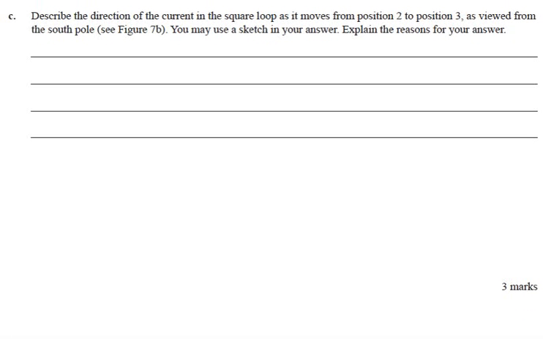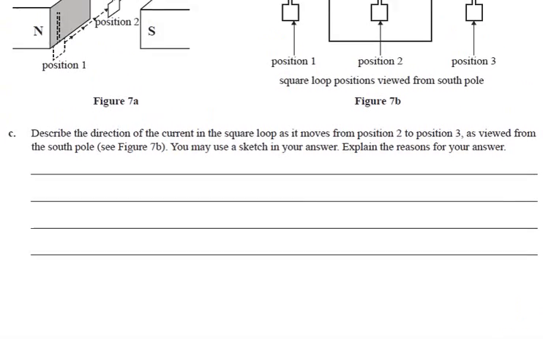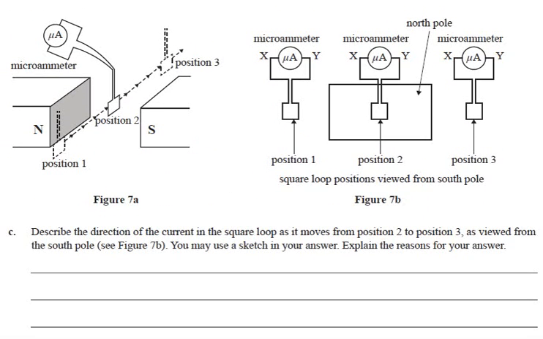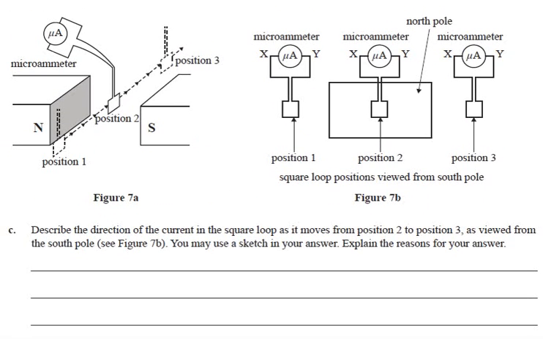Now describe the last question: describe the direction of the current in the square loop as it moves from position 2 to position 3. Let's just recall, I've put the picture up the top here, from the previous page just to make it easy, again, that we've got our field lines going north to south, which means they come out of the page here.